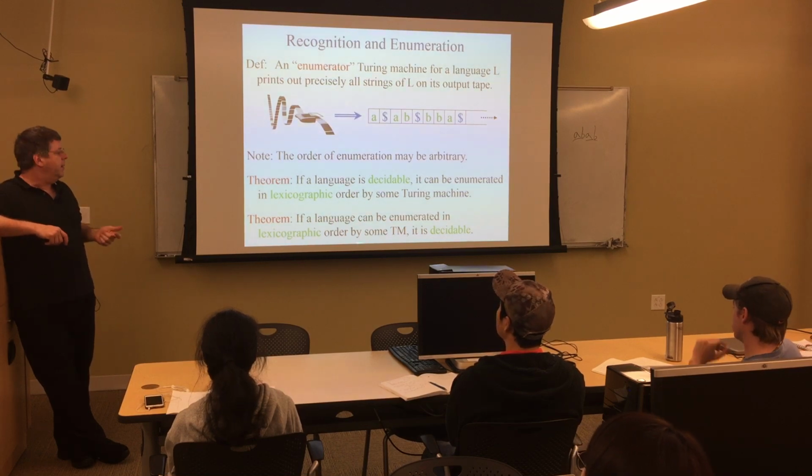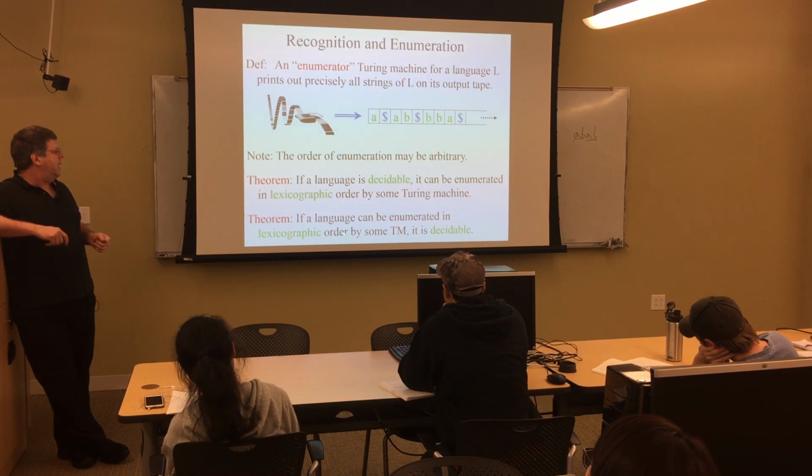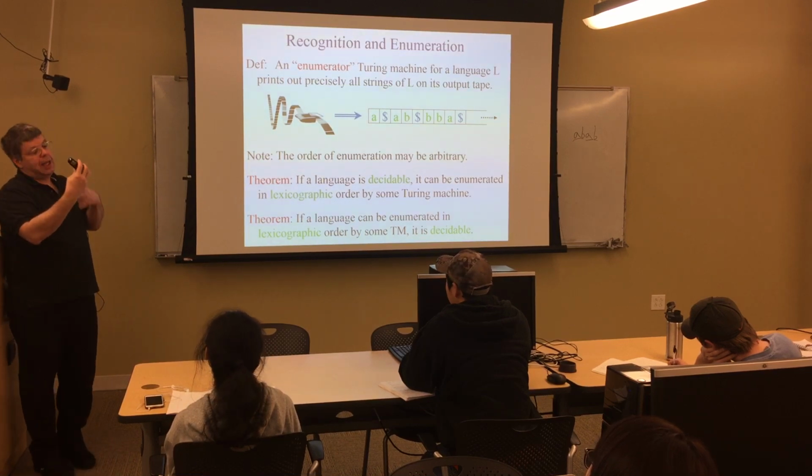Second theorem, the other way around. Instead of building a lexicographic orderer from a decider, I build a decider from a lexicographic order output. How do I build a decider from it? Something comes in the door, I need to decide it. I don't know what to do.